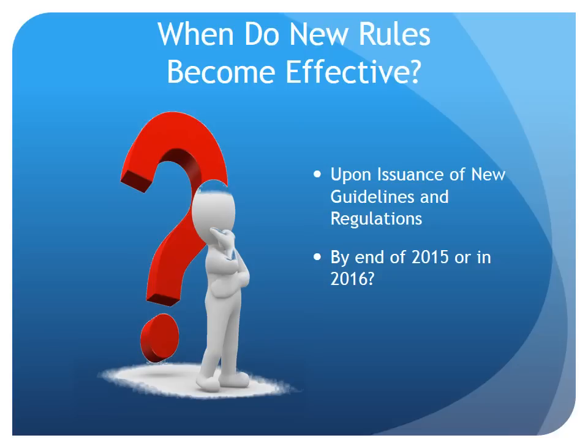So when do the new rules become effective? Well, not right at once. You have to wait for the USCIS to issue guidelines. You have to wait for regulations. My best guess is sometime before the end of 2015 or sometime in 2016, we'll see regulations and you'll be able to apply.